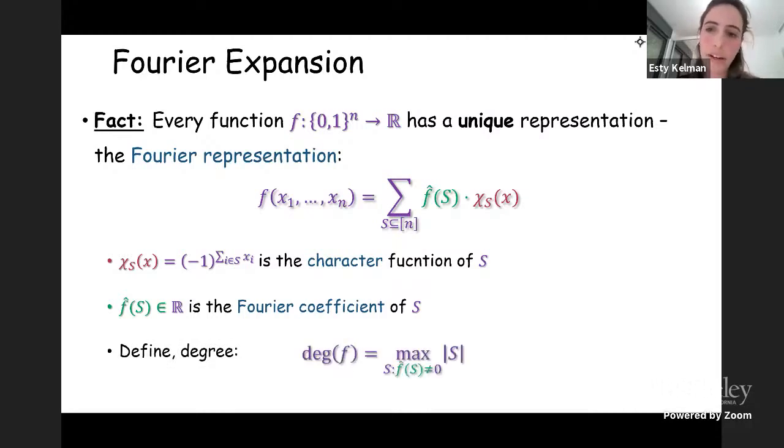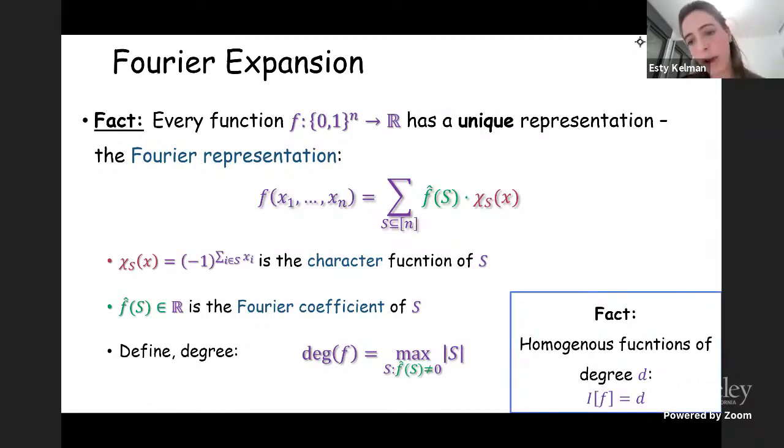And now we can define the degree of a function. We can see what is the largest character that has a non-zero Fourier coefficient. And a nice fact about it is, if we think about a homogeneous function, which is a function where all the characters which are not of size d have Fourier coefficient 0, then for these functions, if it's a Boolean function, the total influence equals d, the degree of the function.